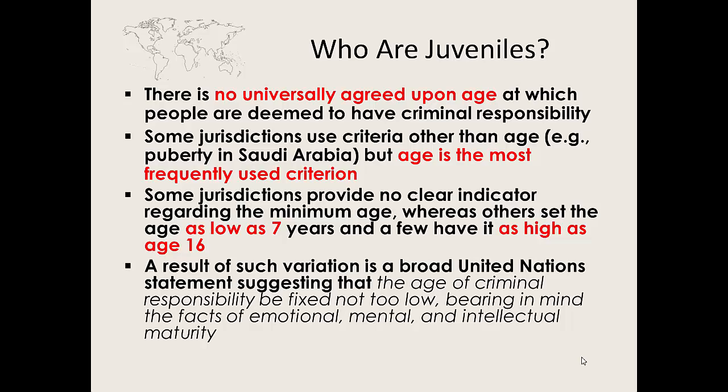Well, as a result of this variation in terms of what constitutes juveniles or juvenile criteria, the United Nations has been very hesitant to come out with even a recommendation as to what the appropriate age will be. So instead, the United Nations statement suggests something as broad, for example, as the age of criminal responsibility should be fixed not too low, bearing in mind the facts of emotional, mental, and intellectual maturity. So they aren't saying that this is what all countries should abide by, simply a very broad category. It shouldn't be too low.